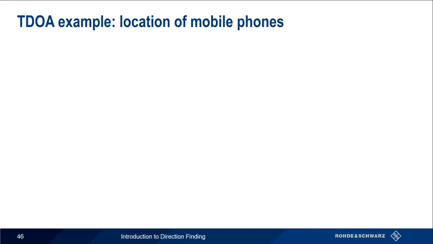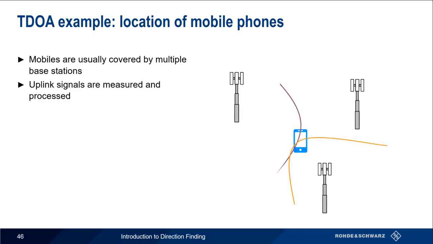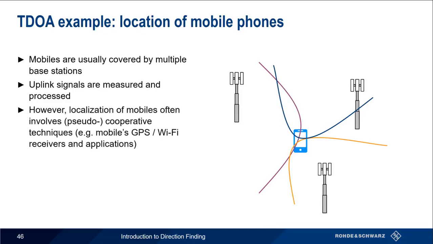One commonly mentioned application of TDOA is the location of mobile or cell phones. In most cases, mobiles are within range of multiple base stations simultaneously. Uplink signals from the mobile are received and processed by each base station, which then send timestamped data to a master station for processing. Note, however, that localization of mobiles increasingly involves cooperative, or at least pseudo-cooperative, techniques. In other words, the mobile's location is determined by querying the mobile's internal GPS or Wi-Fi receivers using a data connection. If you're using an application like Find My iPhone, this isn't based on TDOA direction finding.